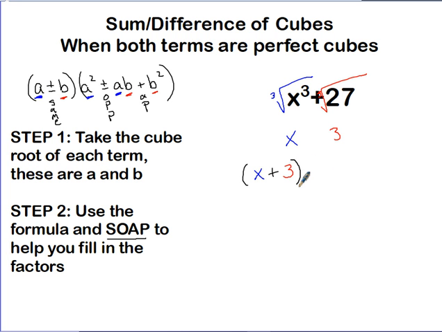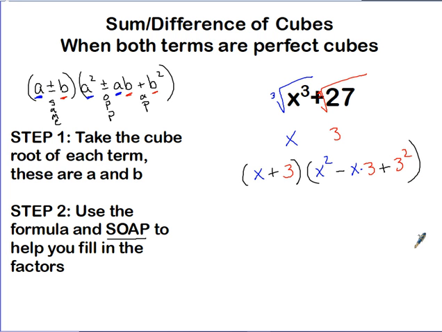And then my second set of parentheses, a squared, so that's going to be x squared. The second sign is the opposite, so minus. A times b, so x times 3. The last sign is always plus, and then it's b squared, so that would be 3 squared.